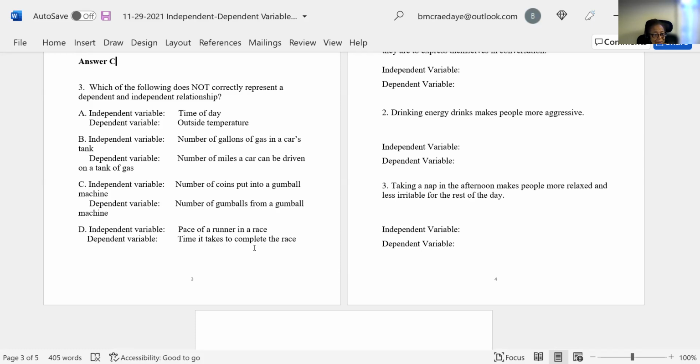The time it takes to complete the race is shorter if the pace of the runner is faster. The pace of a runner that's faster will take less time to complete the race. So the time to complete the race is dependent upon the pace of the runner, meaning the speed the runner is running the race. So that represents an independent-dependent variable.